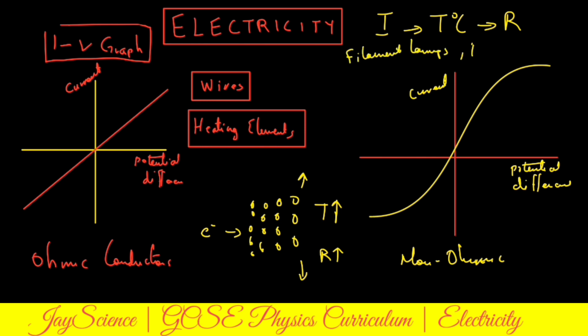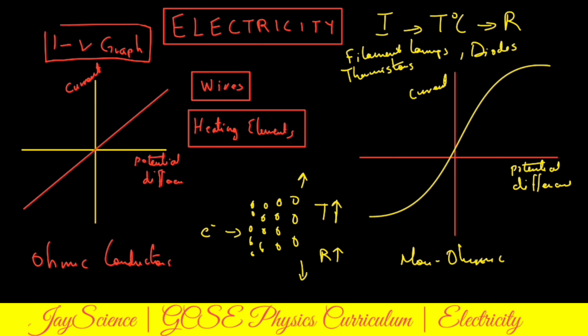Having said that, the basic examples of non-ohmic conductors are filament lamps, diodes, and thermistors. Thermistors are a type of variable resistor used in measuring the resistance of a circuit. They respond to an increase in temperature. Once you increase the temperature in a thermistor, the resistance will drop.